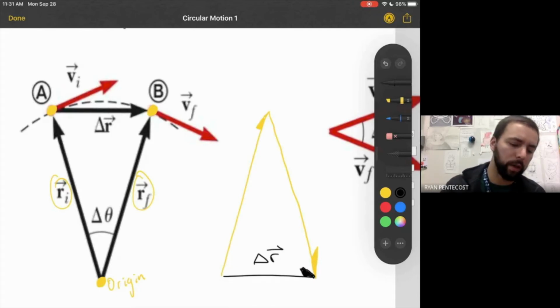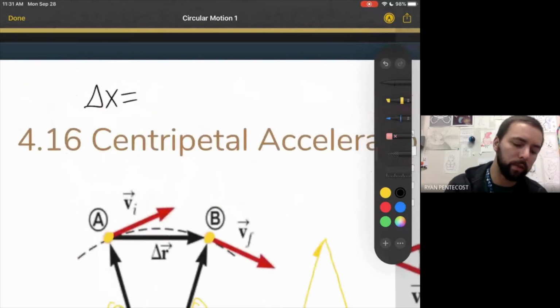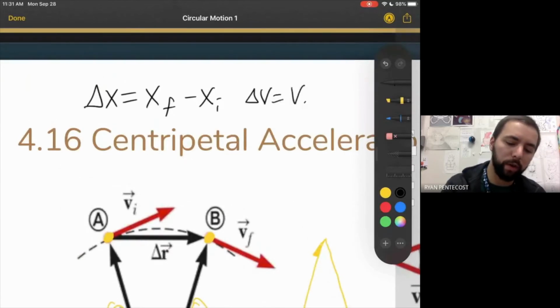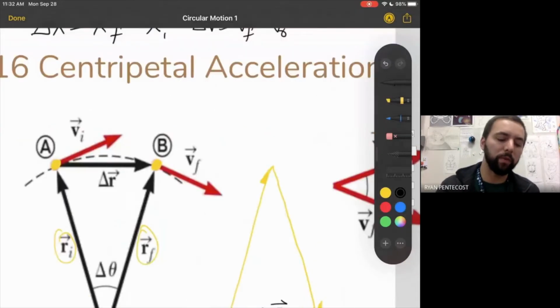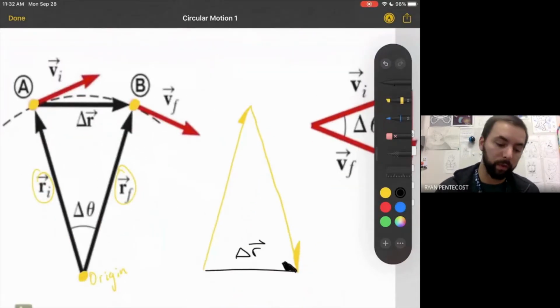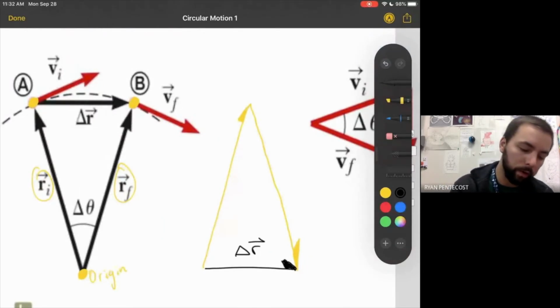When we do these delta vectors, that is vector subtraction, which is not anything unusual for you guys. If I ask what is delta x, you would say that's the final position minus the initial position. If you want delta v, you would take vf minus v naught. That's not anything new that you haven't done before. Now we're just doing it with arrows. So our delta r vector right here is the change in position over some amount of time.